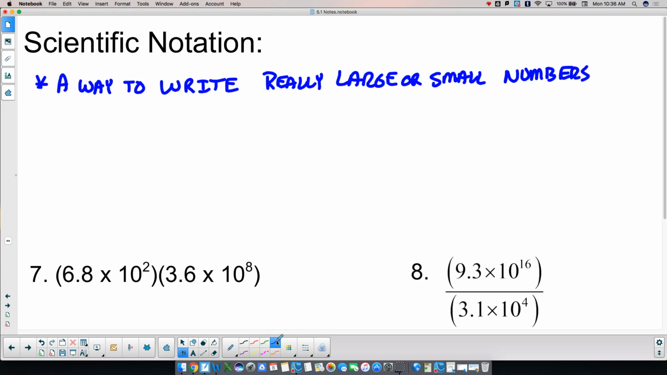Okay. So we can write really big numbers, like we can write 1,000,000. 1,000,000 is 1 times 10 to the 6th power. Or we can write really small numbers with it. Because the really large numbers have positive exponents, and the really small numbers have negative exponents. We can have negative exponents in scientific notation. It's the only time that we will allow negative exponents.